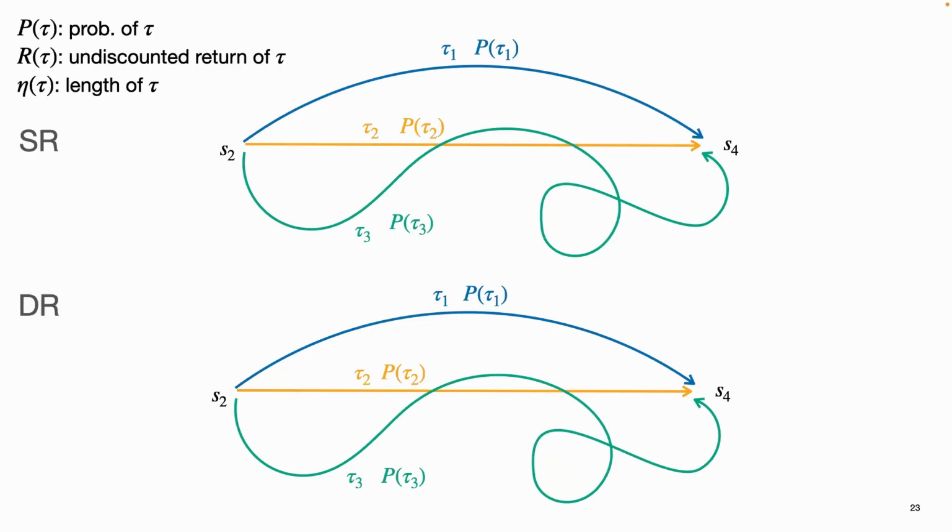We can also look at the sum of rewards that you get along the trajectory. That is R of tau, the undiscounted return of that trajectory. Finally, we can look at the length of a trajectory. So those are the 3 things that we can look at. Both the successor representation and the default representation take into account the probability of the transitions, so they both look at P of tau. But from now on, things are going to be different. The successor representation is going to look at the length of the trajectory, while the default representation is going to look at the reward that you obtain along the trajectories.